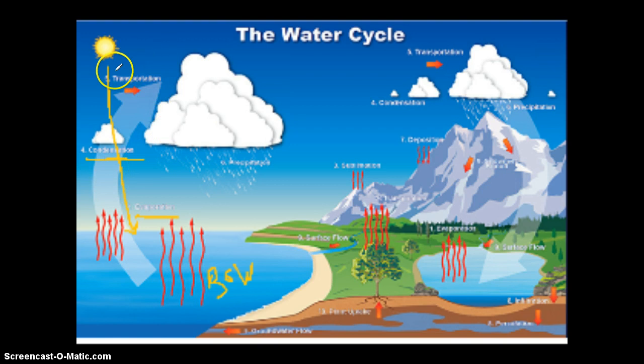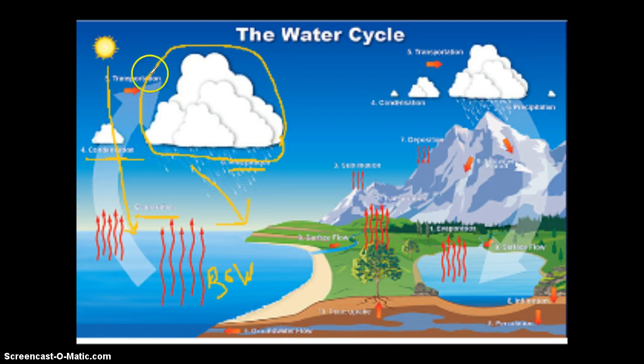Then we have something called transportation. And all that means is that the water vapor and the water molecules are moved. They eventually will form an even larger cloud, something like this. And what happens there is that it becomes so heavy that the air cannot hold any more water, and you get precipitation. So the rain is going back down onto the earth.